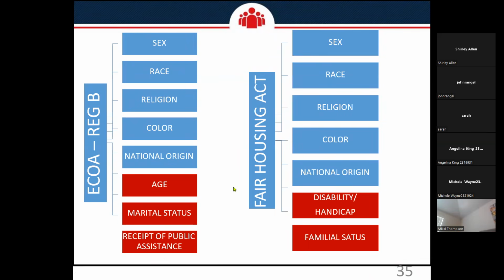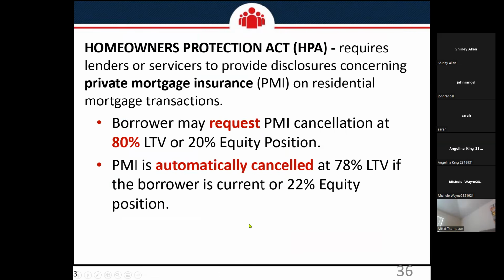Okay, let's move to the next one. Homeowners Protection Act, HPA. HPA is only about the insurance, the PMI. I'm not saying MIP. Make sure you understand PMI. PMI is on conventional loans only. Note here, a conventional loan is a loan that has no government involvement. PMI protects the lender on conventional loans only.